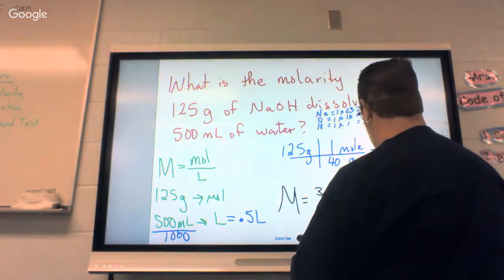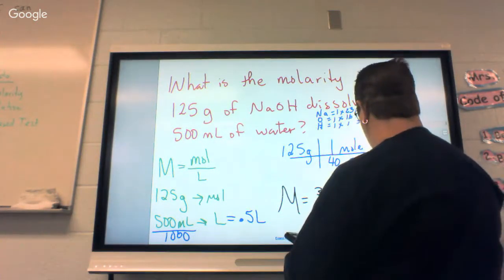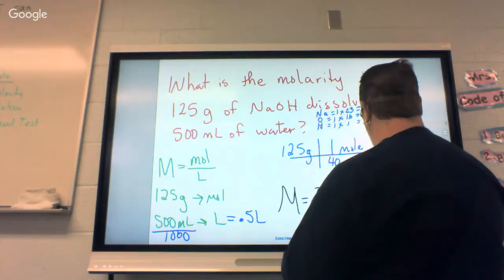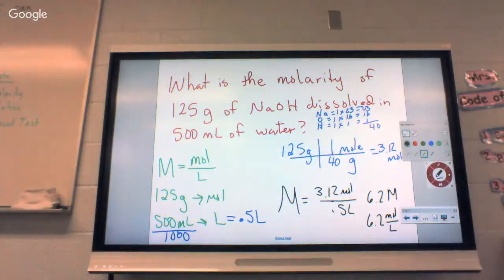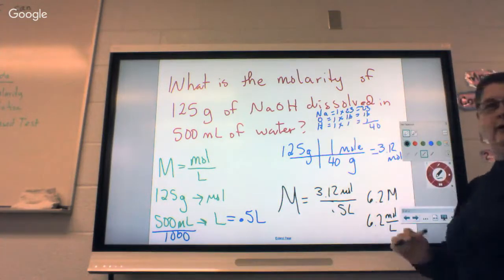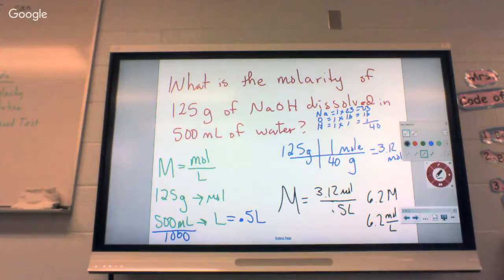6.2. You can either write big M or you can write 6.2 moles over liters. You can do it either way. Some books like to use big M. I do because it's less work. Some books like to write moles over liters. It doesn't matter to me which way you do it. One is the same. Right? We're talking about the second variety of problem you might get. Okay? Everybody got what they need. You can put either big M or moles per liter. Either one is the same.